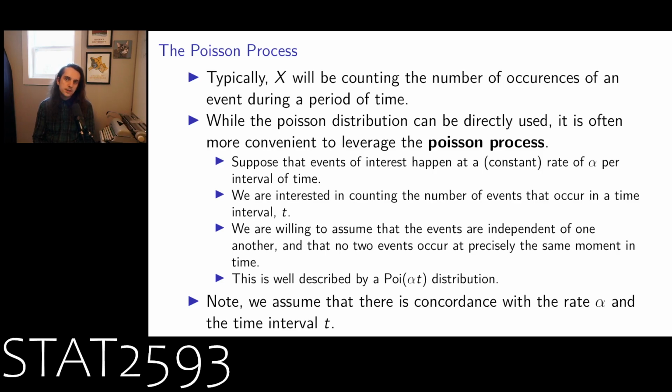Now, we are implicitly assuming that there's some sort of concordance between the rate and the time interval. So if I tell you that the rate was 5 per minute, and then I say the time interval is 1 week, well, you're going to have to convert the 1 week into minutes. But beyond that, you can just take alpha times t.